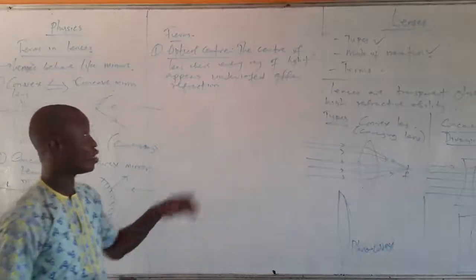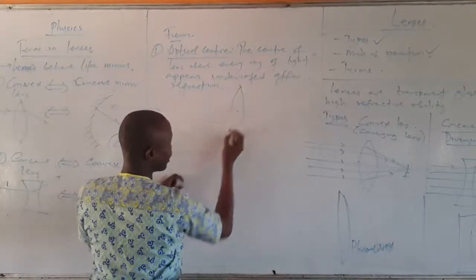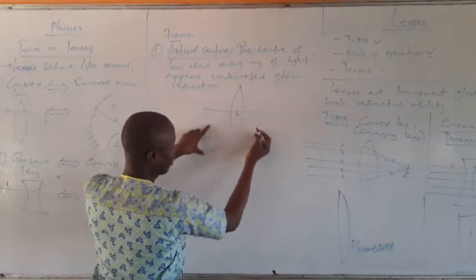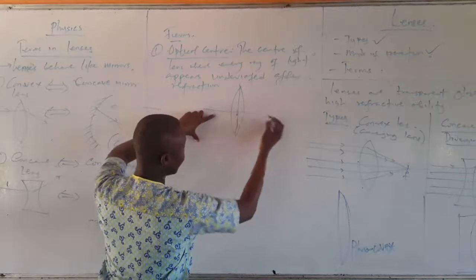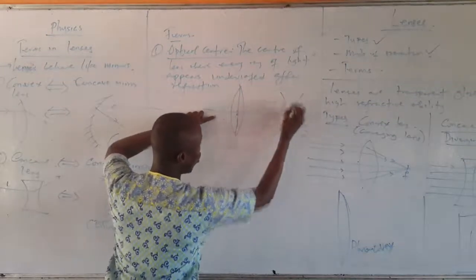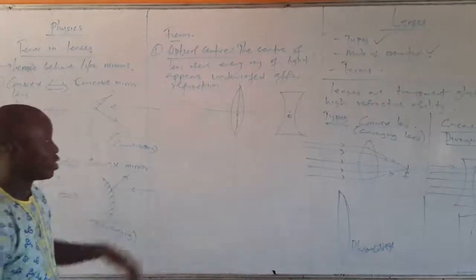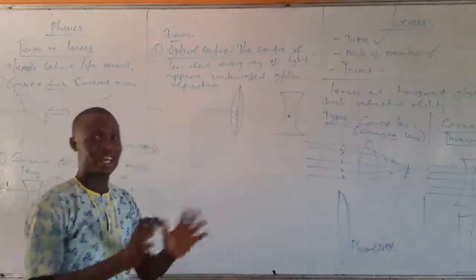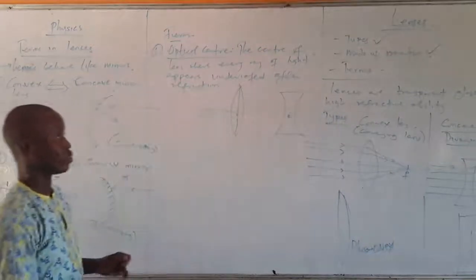Every ray of light that passes through the optical center, for the convex lens, this is the optical center O, will not refract. Then for the concave lens, this is the optical center O. So the optical center of a lens is simply the center of the lens, where every ray of light passing through that point will not be refracted.